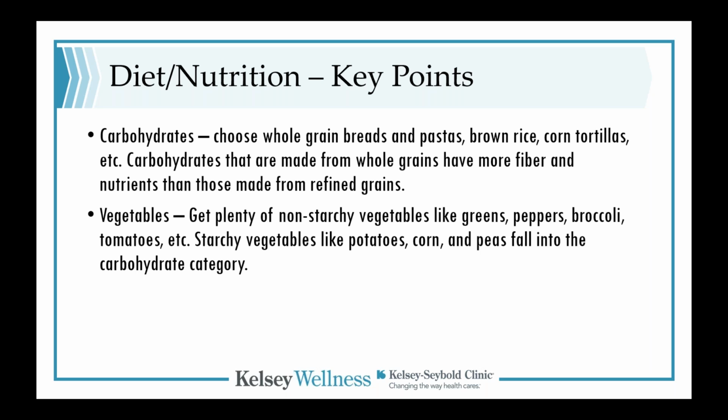Vegetables, you want to really get a lot of non-starchy vegetables. What I tell patients, mainly a lot of color in them. So greens like bell pepper, spinach, broccoli, tomatoes. Starchy vegetables like potatoes, corn, and peas, they fall into the carbohydrate category, but they are considered veggies nonetheless. One way to offset the level of carbohydrate intake is aerobic activity. You utilize the carbs as an energy source so it doesn't stay as a storage form in your liver.